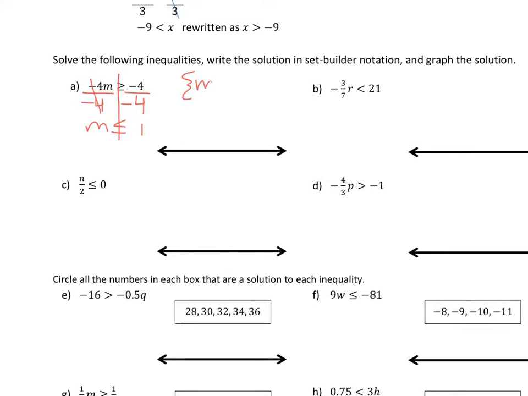Our set builder notation is the set of all m, such that m is less than or equal to 1. And let's go ahead and graph. 0, 1, 2. We do have a closed circle on m, or on 1, I mean. Okay, and we want m values less than 1, so we shade to the left.